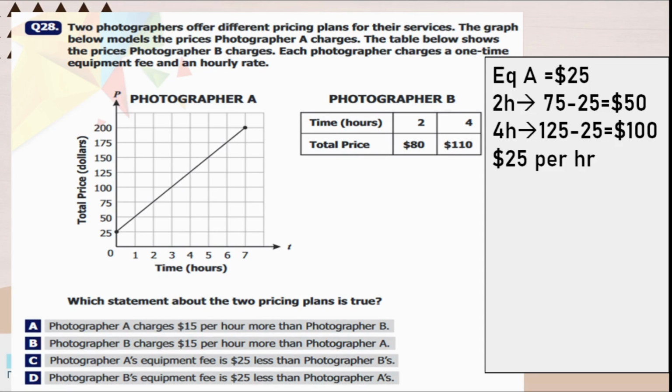Now let's look at the table of photographer B. The cost of the 2 hours is equal to $80, but it is including equipment fee as well. And the cost of the fourth hour is equal to $110.